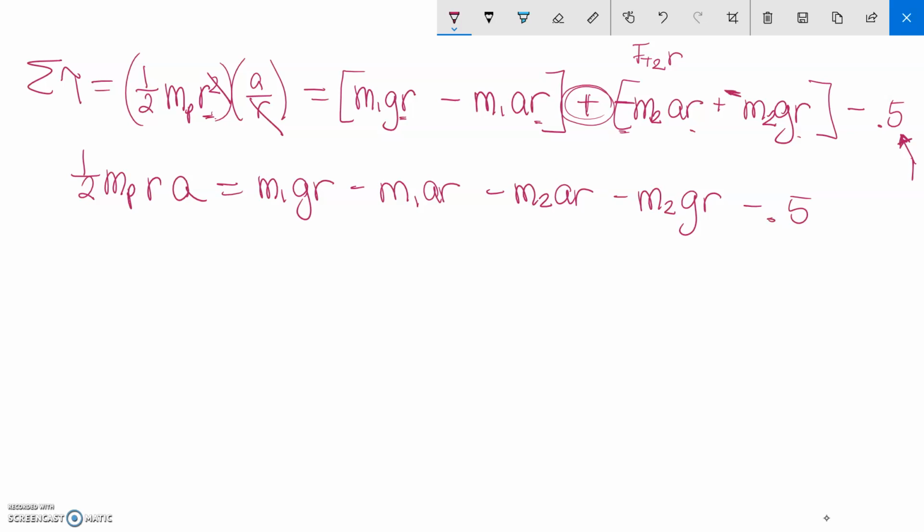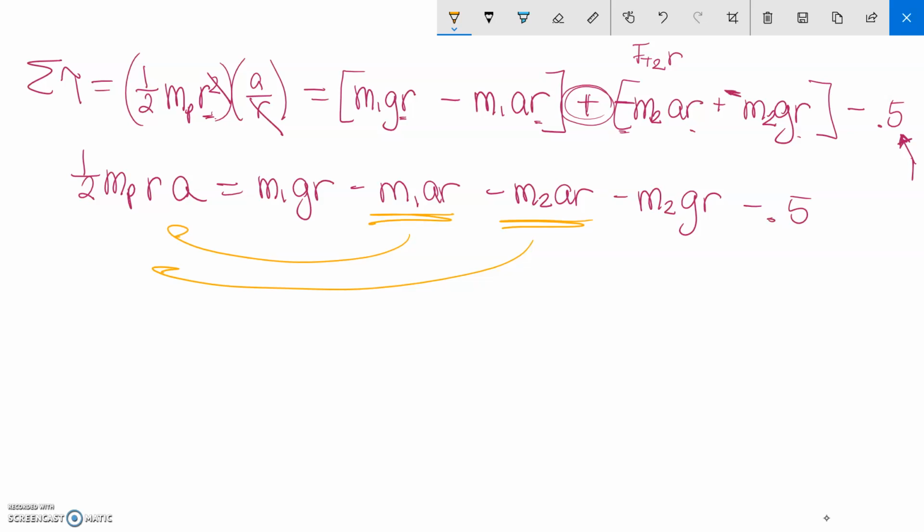Okay, then I'm going to take all my terms with a and put it on this side. So that is this term and this term. So I'm going to add that to these sides here.